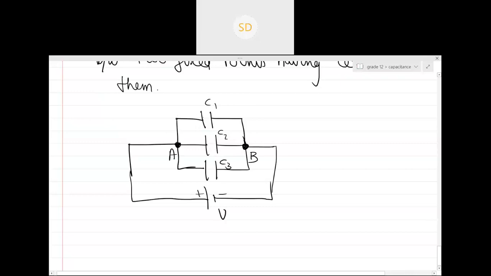The positive plate of C1 will be connected to A and the negative plate will be connected to B, right? Again, the positive plate connected to A, the negative plate connected to B. Are you getting my point, guys?